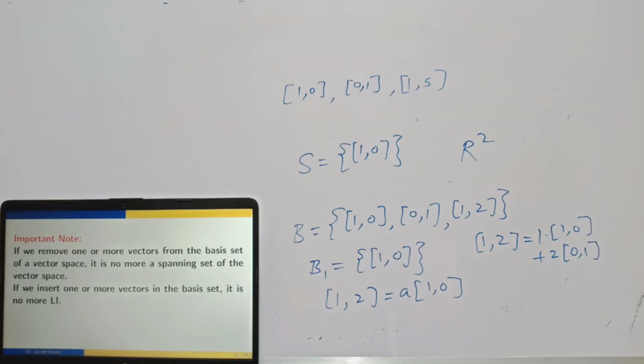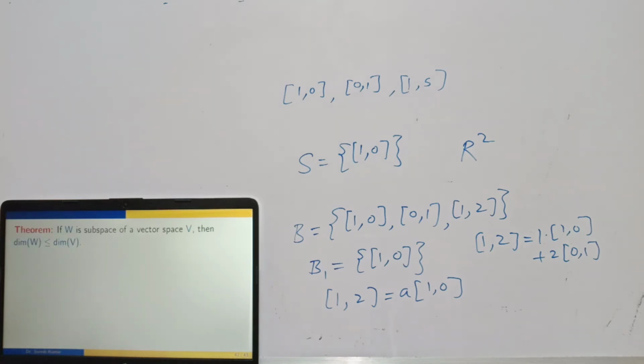linearly independent. So idea is that if we remove one vector from the basis, it is no more spanning set. If we insert extra vector in the basis, it is no more linearly independent. Thus, the number of elements in the basis set does not vary, and that we call dimension of the vector space. Okay. If W is a subspace of a vector space V, then dimension W is always less than equal to the dimension of the vector space.